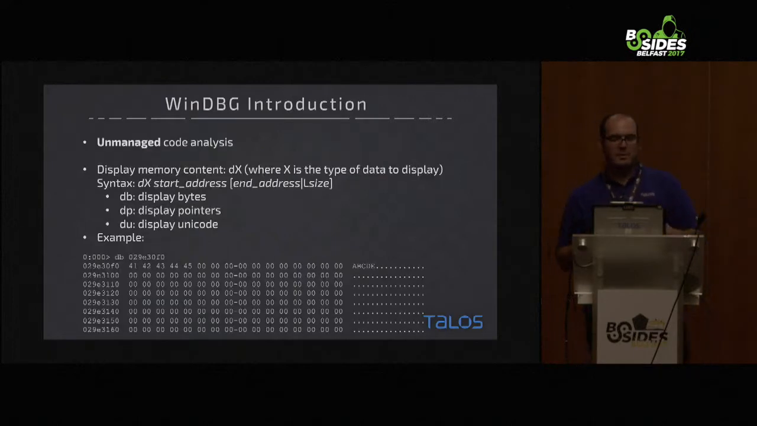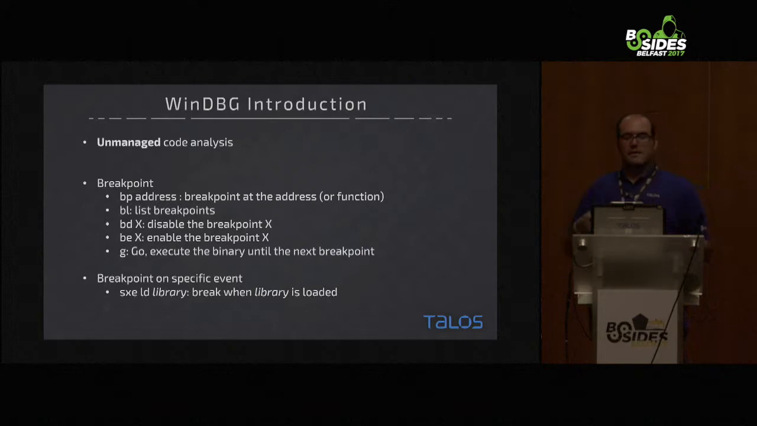Here is, just for information, the syntax to display data in memory. It starts with D for display, I think. You've got display bytes, display pointer, display Unicode value, etc. And you put the address, and you have this kind of output on WinDBG. Of course, like in every debugger, you can put breakpoints, to stop the execution flow at a specific address or specific function. It starts with B, like breakpoint. You can set a breakpoint at an address, list breakpoints with BL, delete, disable, enable breakpoints, etc. It's really like a common debugger, except that you must use the command line.